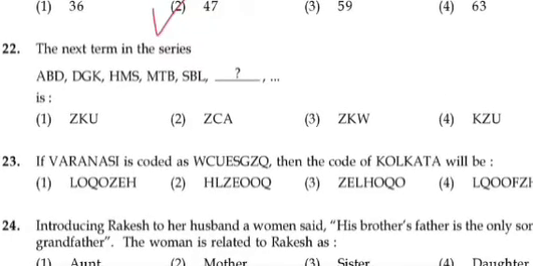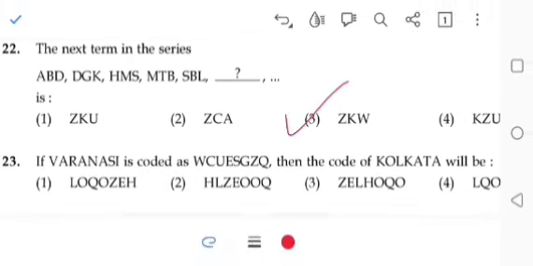Question 22 says the next term in the series will be what? ABD, DGK, HMS, MTB, SBL, what? JKU, ZCA, JKW, KZU. Question 22, number 3 will be correct: JKW.